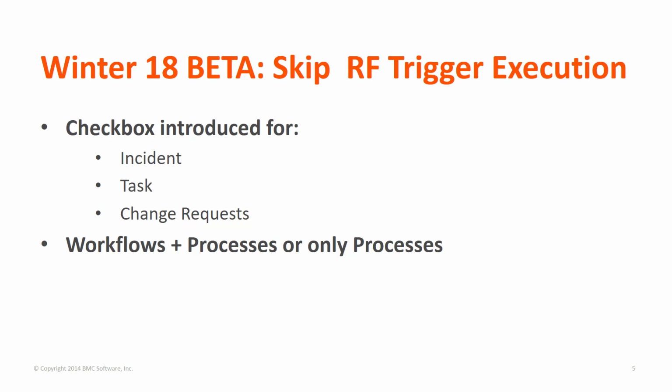In Winter 18, we are introducing a new object field called Skip RF Trigger Execution. This is a custom field of data type checkbox. This feature, which will be in beta for Winter 18, can be applied to incident, task, or change requests. The idea is that if a process is updating a record and you are sure that the updates have nothing to do with calculations of due date, service level agreements, or applying templates, then setting the skip RF trigger execution to true will let our code skip the redundancy of running those checks, with the hope of reducing instances of SOQL 101 errors.